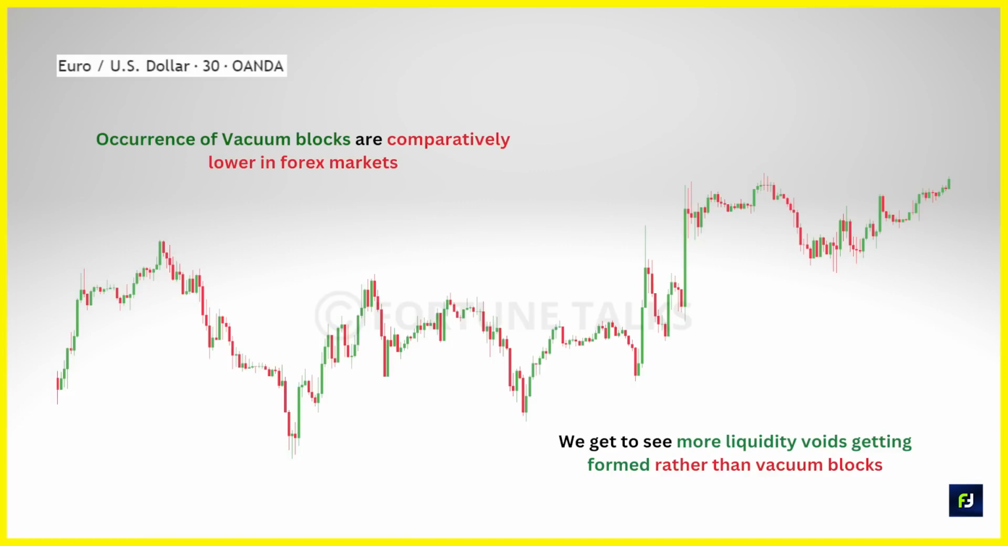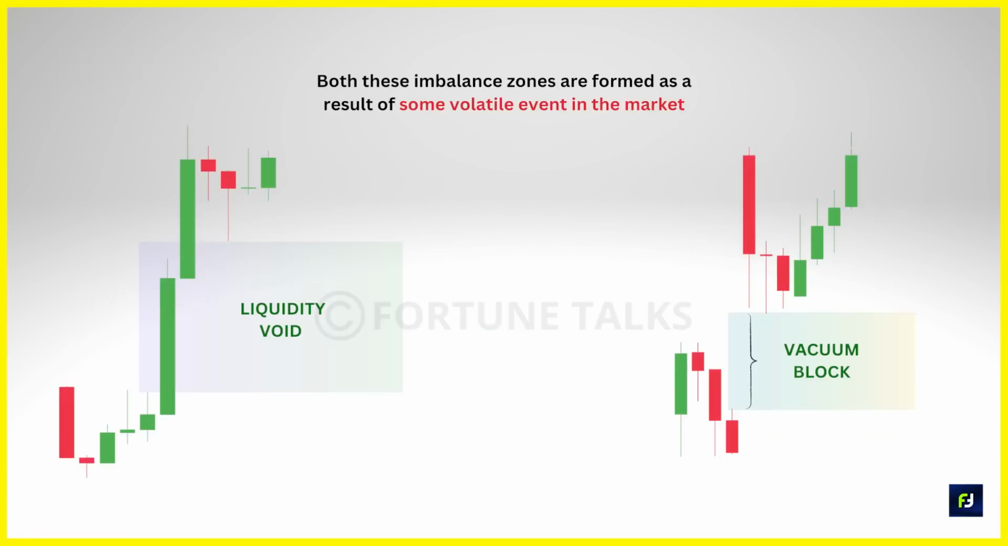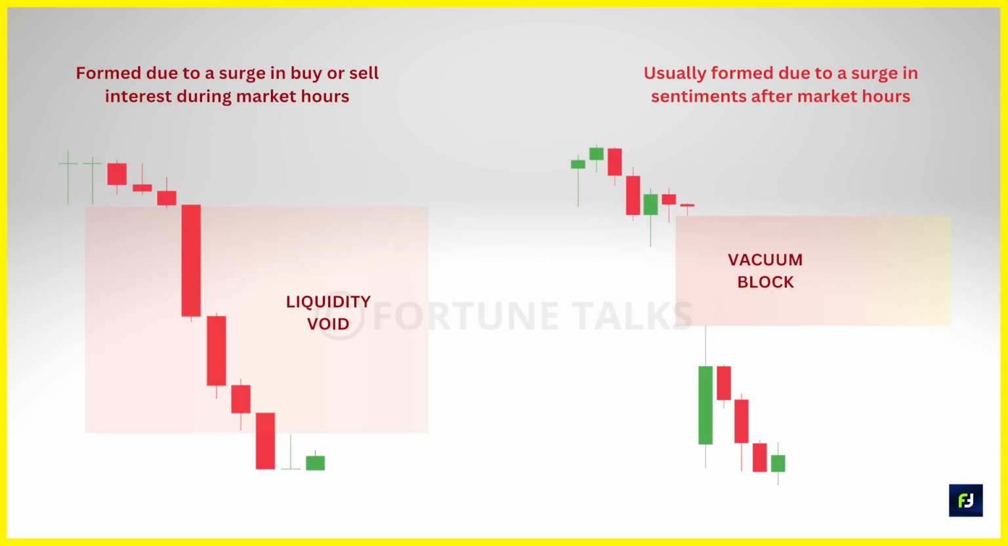This is another area where liquidity voids and vacuum blocks are related. Both these areas are formed as a result of some volatile event in the market. Usually, these are related to some news that induces a lot of buying or selling. This increased number of buy or sell orders at any given prices will result in price skipping certain price levels, resulting in a vacuum block in case there is a time delay between the market close and the market open. And in other cases, if this surge in buy and sell interest happens during the market hours, it will result in large candles in the same direction, resulting in an imbalance or a liquidity void. I hope things make sense.